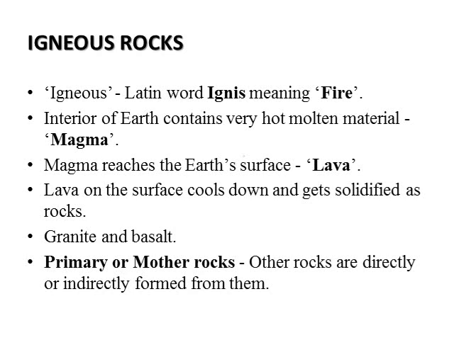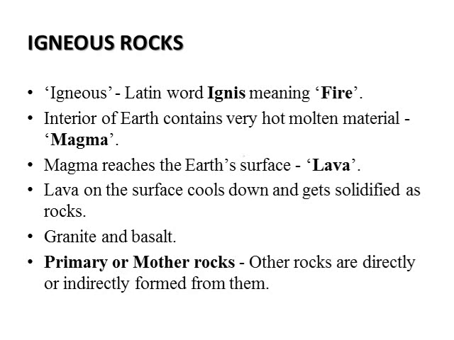So that's why it was called igneous. It is derived from the Latin word ignis, which means fire. The interior of the earth contains very hot molten material. The lower part of the mantle is very hot and molten, and this material is called magma. When it comes out and reaches the earth's surface, it is called lava. Lava on the surface cools down and solidifies as rock.